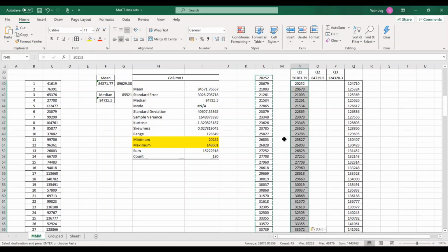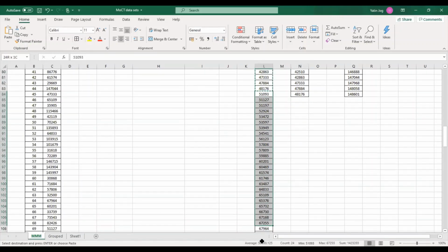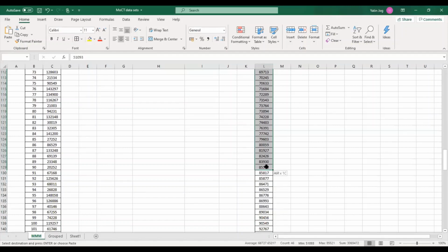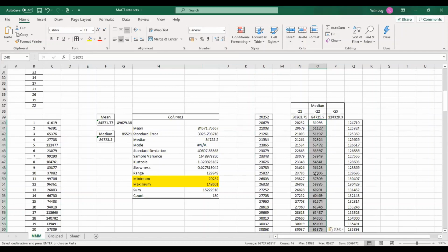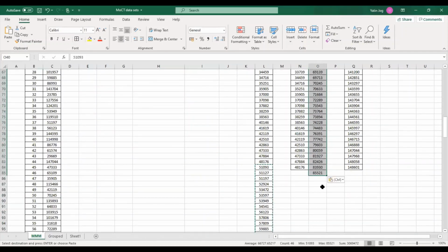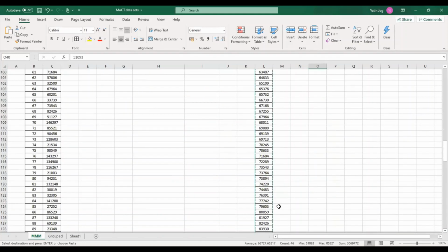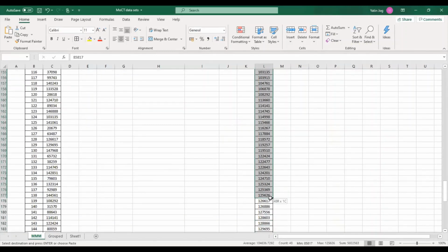Then from the location where quarter 1 ends till 84,000, from this location to 84,000 becomes my quarter 2 data. So 84,000 will come somewhere here. This becomes my quarter 2 data. And then from 85,000 till 124,710, that becomes my quarter 3 data. So 124,710 will come somewhere here.